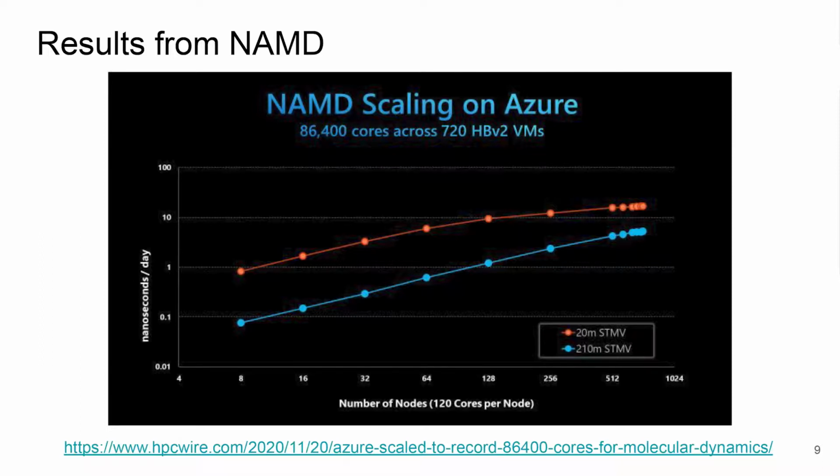The 20 million atom system does not scale quite as well, starting from 256 nodes, but nevertheless, it does scale pretty well.